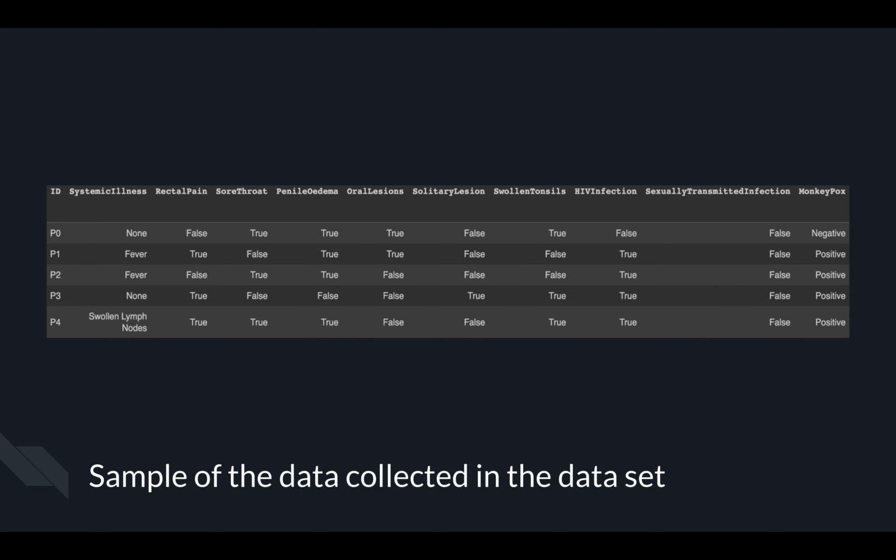Outside of systemic illness, everything else was a binary result, true or false. So in order to make life easier and wrangle this data set better, I converted this categorical data to numerical data by using label encoders. I assigned 0 to false and 1 to true, and then I did a one hot encoding to convert the categorical data for systemic illness to numerical, since there's more than one answer there.